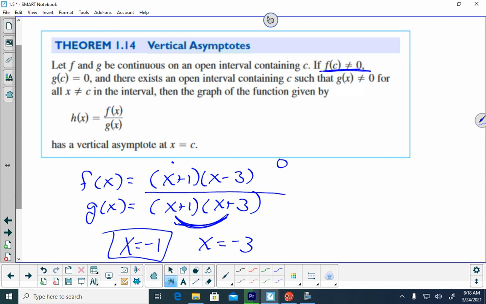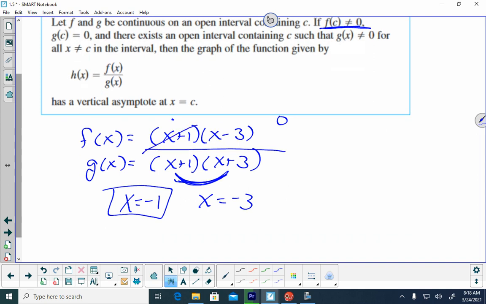f of c, and in this case f of -1, cannot equal 0, because that means my 0 can be simplified. It can cancel out. It becomes that open circle. I don't see it on my graph. It's just in the table that I see undefined. So that's what they're saying. So I'm not going to have a vertical asymptote at -1 because that simplifies.